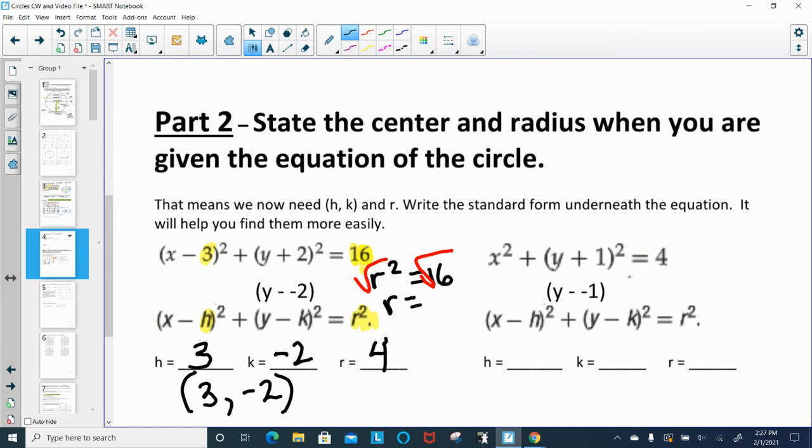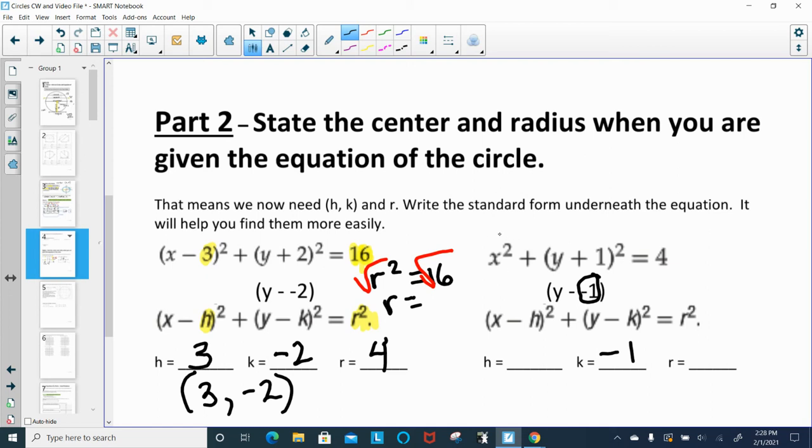Now in the next example, you can see that I have also typed the standard form of the circle, and I see a positive 1. So remember, that's really y minus that negative 1. So we take the opposite sign. And if it looks like a positive 1 in the equation, it's a negative 1 outside the equation.